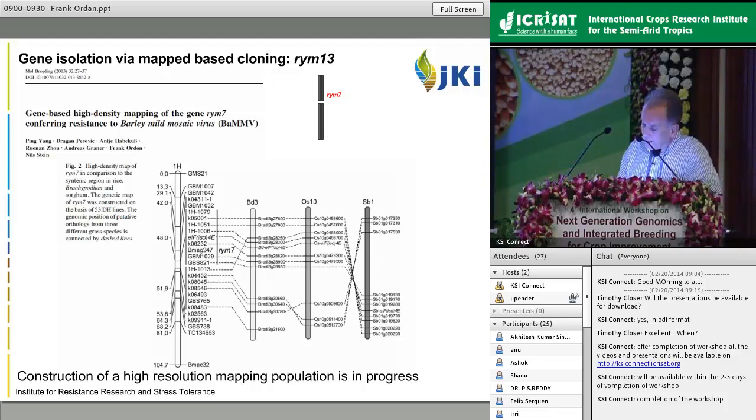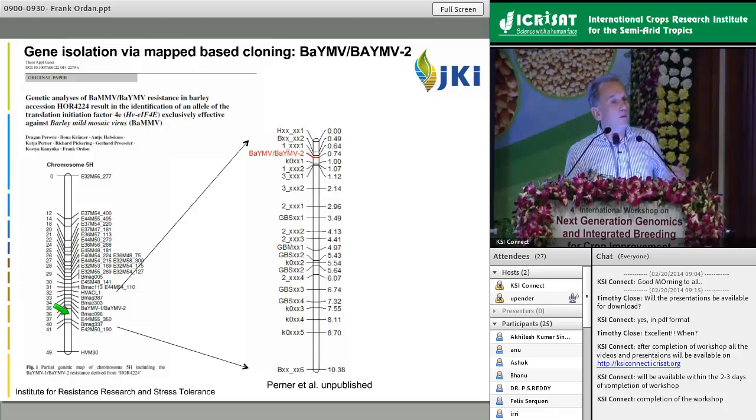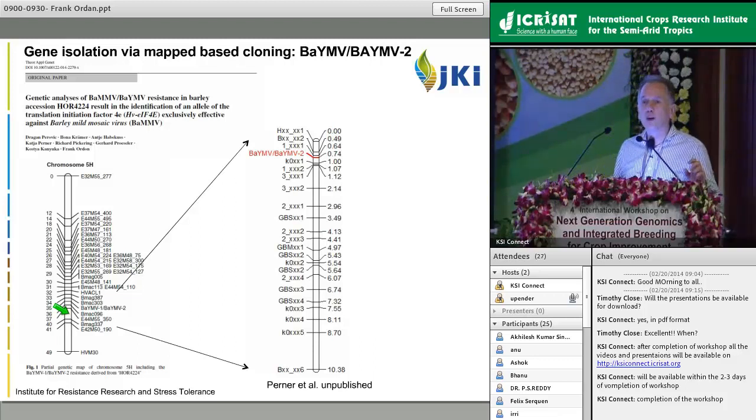Furthermore, just very recently, by the analysis of a gene bank accession, we mapped another gene on chromosome 5H. Besides this, we identified in this genetic resource an allele of the RYM4/RYM5 locus, which is efficient only against Barley mild mosaic virus. This means that in these genetic resources, 2 genes had already been incorporated, or pyramided.